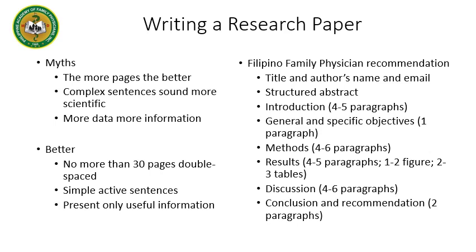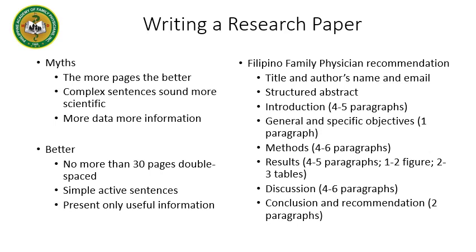4 to 6 paragraphs for the method. And 4 to 5 paragraphs for the results. Within those 4 to 5 paragraphs of the results, about 1 to 2 figures and 2 to 3 tables, with no more than 5 figures and tables combined. In the discussion, the number of paragraphs will also be 4 to 6. And for the conclusion and recommendation, 2 paragraphs, 1 paragraph each.